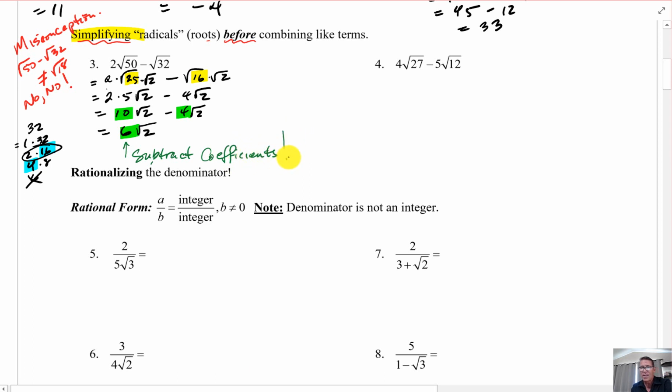And that's how you deal with variables too. Like, for example, if I had 10x minus 4x, I would say that's equal to 6x. It's the same thing. You subtract the coefficients. You act with variables the same way you do with roots. Or excuse me, vice versa. You act with radicals the same way you do with variables.